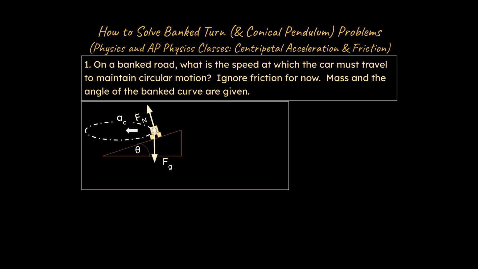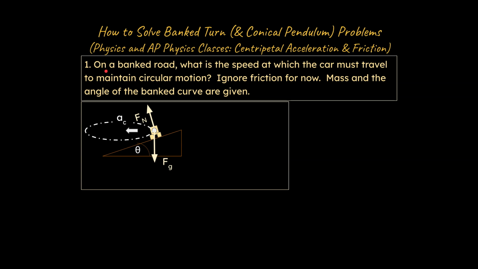Hey, welcome back. Today we're going to be talking through how to solve banked turn and conical pendulum problems for physics and AP physics classes, and we're dealing primarily with centripetal acceleration and friction. These are tougher problems for a regular physics class or an honors physics class, or things that you really should know for an AP physics class in terms of how to deal with these types of problems. So let's go ahead and get to it.